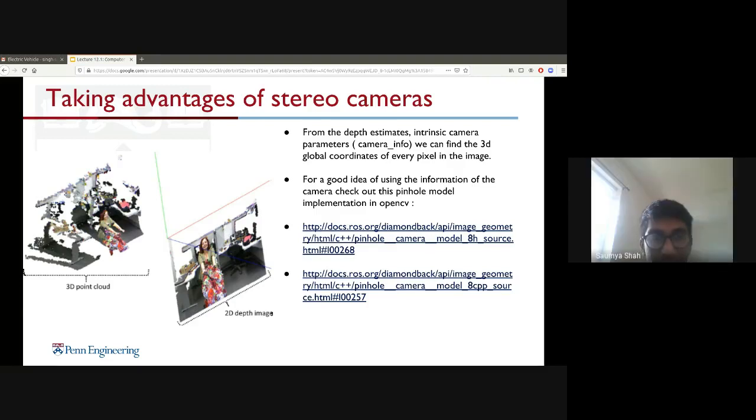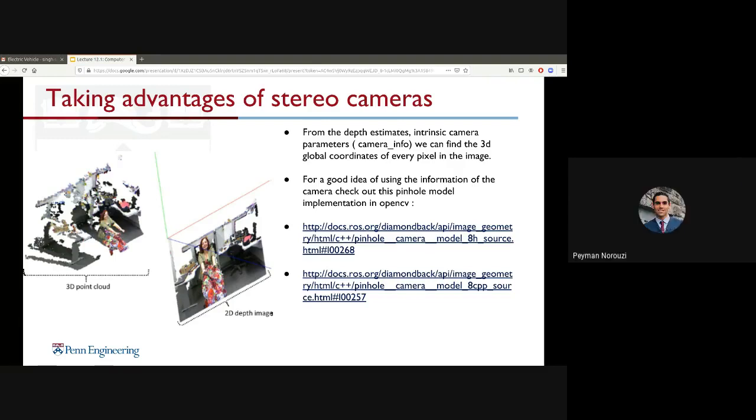If I give you two images, how would you know which pixel corresponds to which one? Well, that would be the case if you don't know where the cameras are, like two random pictures that you want to relate. But in this case, you know where the cameras are with respect to each other. So that's why you need mapping.